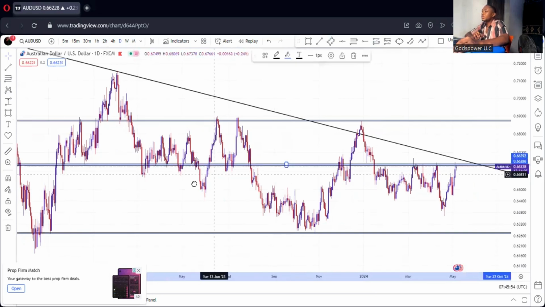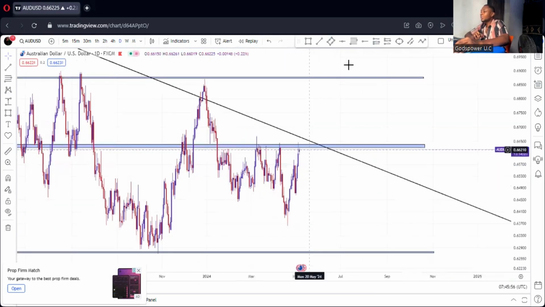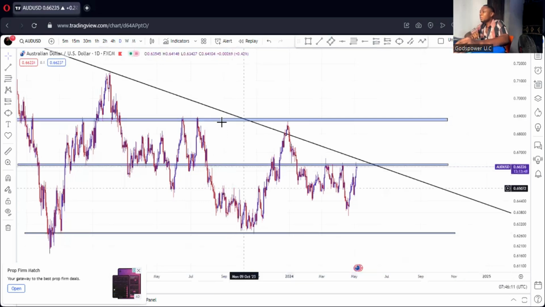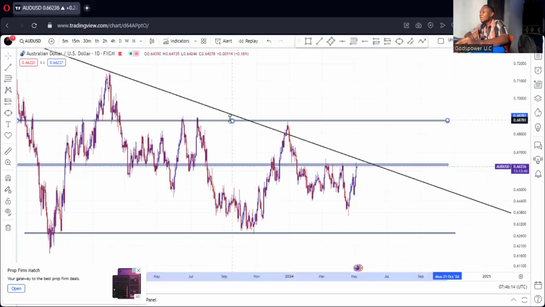Yeah, so something like this. You can see the way it reacted around here. Look at what happened around here. The market got to this zone again, right? So this is why you need to be very careful when plotting these areas of interest. And when you're plotting these areas, plot them according to your style of trading.